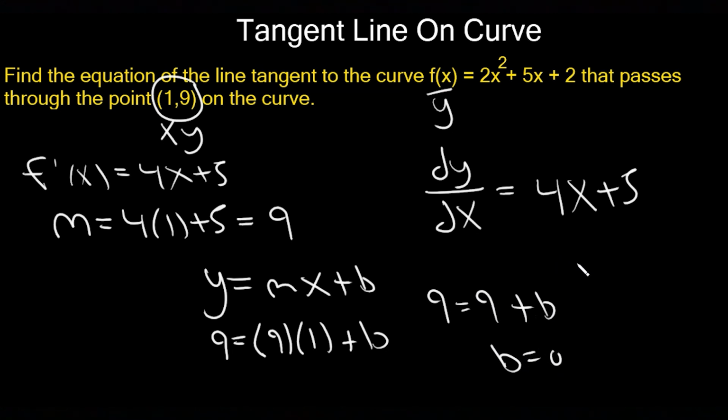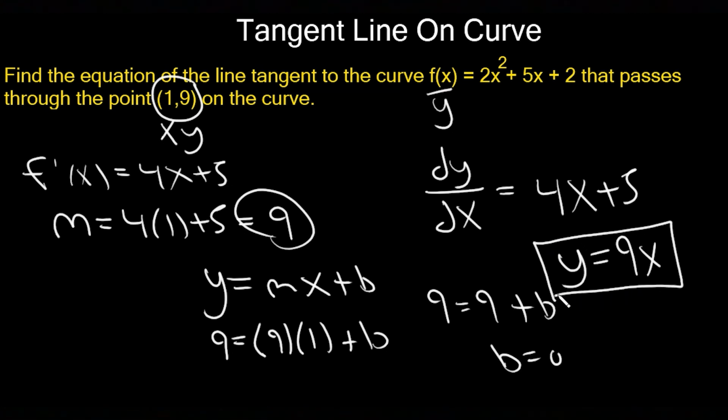Okay, so putting it all together, I'm going to have y is equal to my slope right here, which is 9. So 9x, and then plus b, well, that's 0. So here's the equation. Y is equal to 9x.